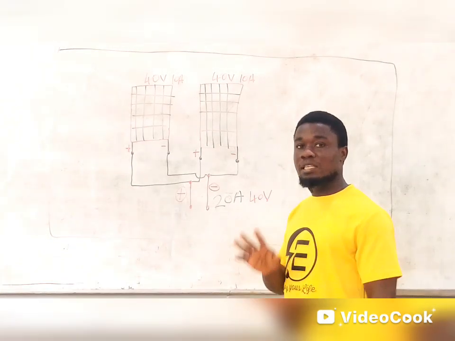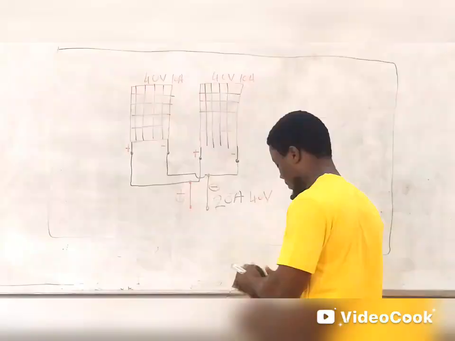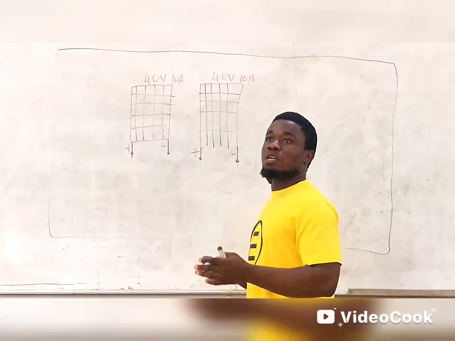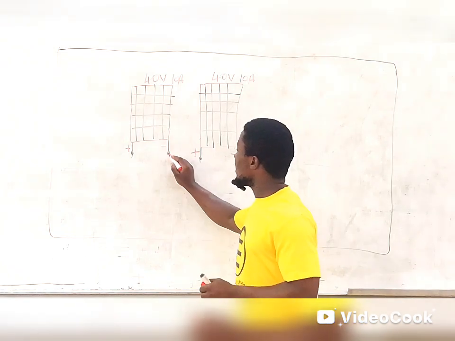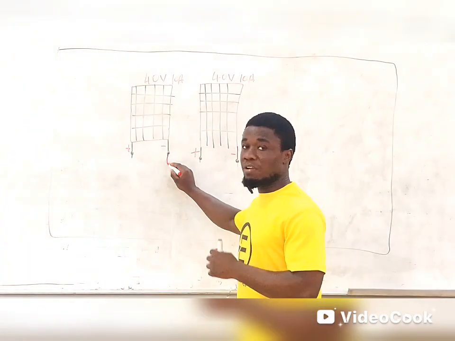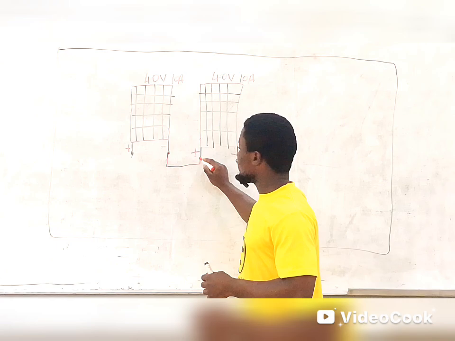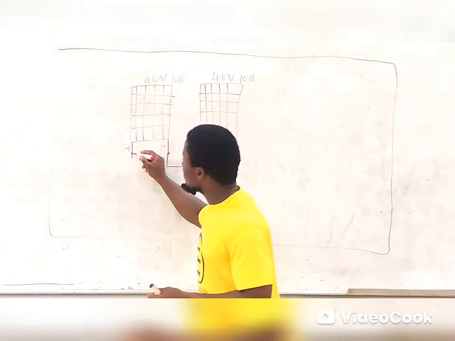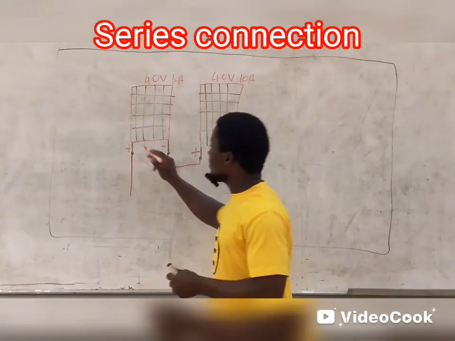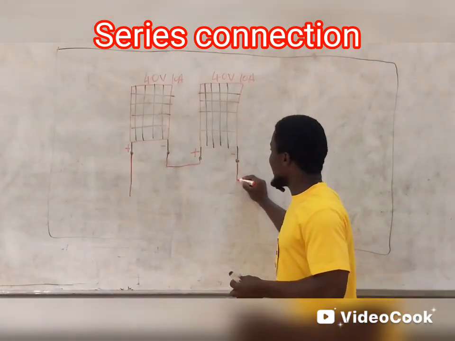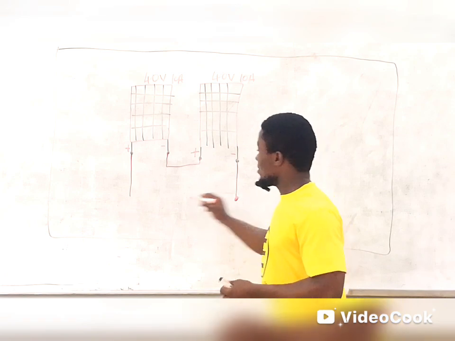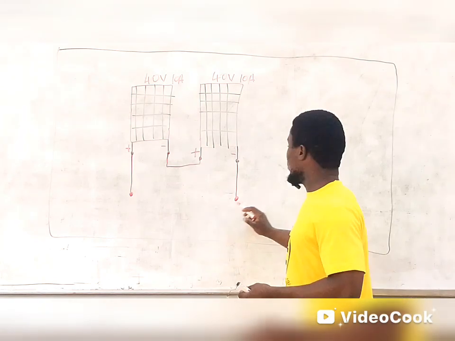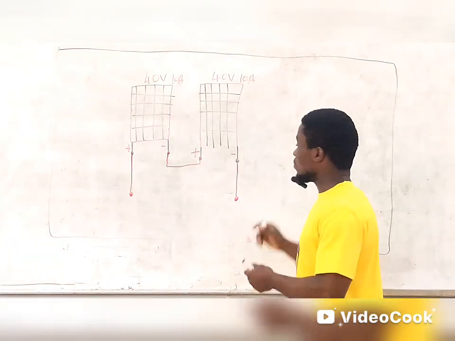Now let us look at series. What happens when you connect a solar panel in series? Whenever you're about to connect solar panels in series, it simply means that the negative terminal of the first panel will go to the positive terminal of the second panel. Now your output becomes the positive terminal of the first panel and the negative terminal of the second panel. This becomes your output. This is where your load is connected.